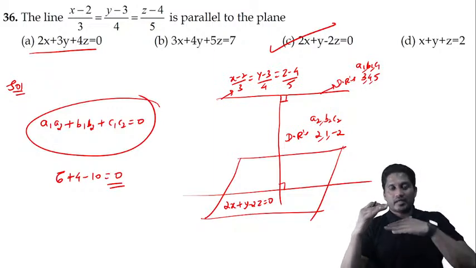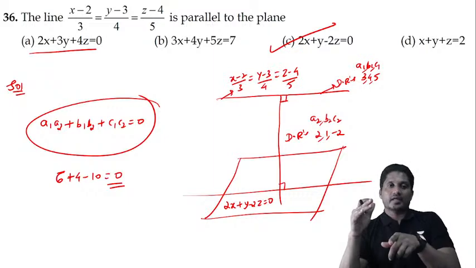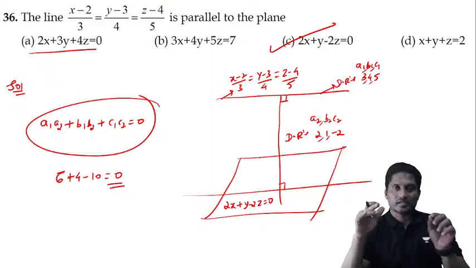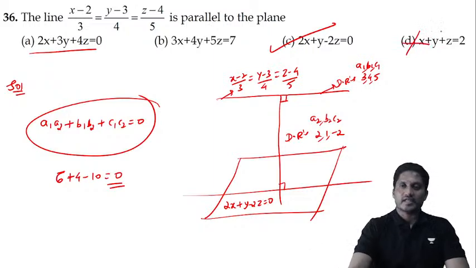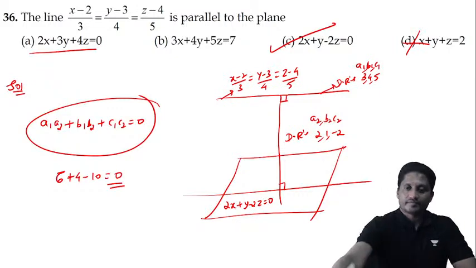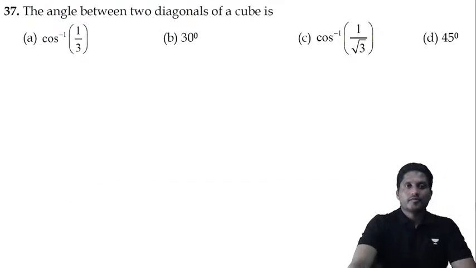Right, just use the options, guys. The line and the plane are parallel. Whenever the line and the plane are parallel, the normal will be perpendicular. So if it is perpendicular, I'll use the perpendicular condition: a1 into a2 plus b1 into b2 plus c1 into c2 is 0. And use the options, you will get C. If you want to check, D doesn't satisfy because drs normal to the plane are positive there, and if you multiply, it won't be 0. So only C satisfies. Let's move to the next question.